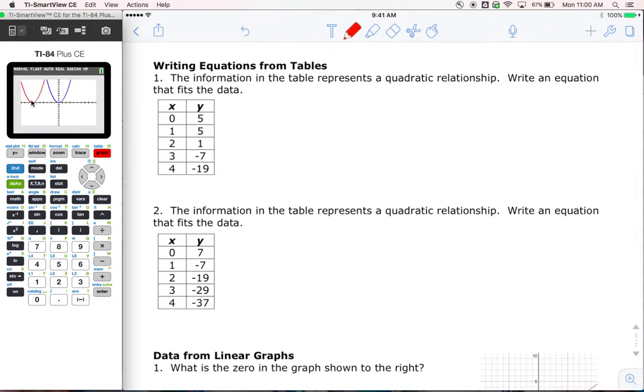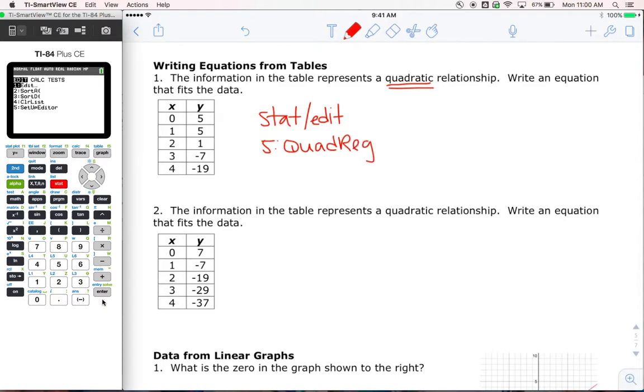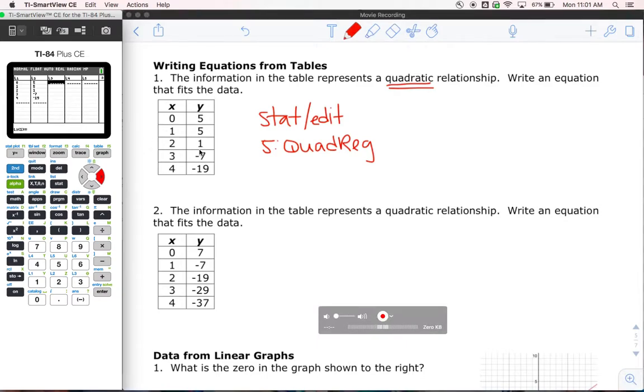All right, the next section we are looking at is writing equations from tables, and you guys know that when you see a table and you're asked for an equation, you should go to stat edit. Don't forget, since it's a quadratic relationship, you're going to choose option 5, which is QuadReg. Okay, so I'm going to go to Stats, and I'm going to go to Edit. I've already put my points in there.